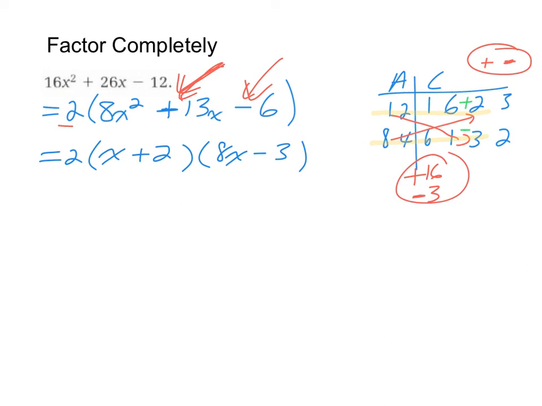Then I use the yellow highlighter to show which way you write that. So you're going to leave your 2 in the front, then the x plus 2, because you're going to use these two. You're going to use the 1 and the 8 and the 2 and the 3. So you're going to do 1x plus 2 and 8x minus 3. And then you are completely done.